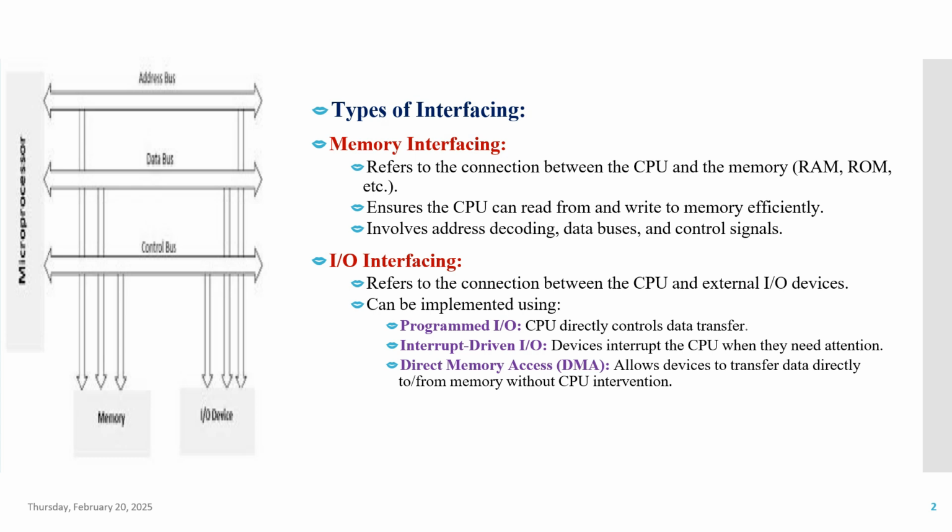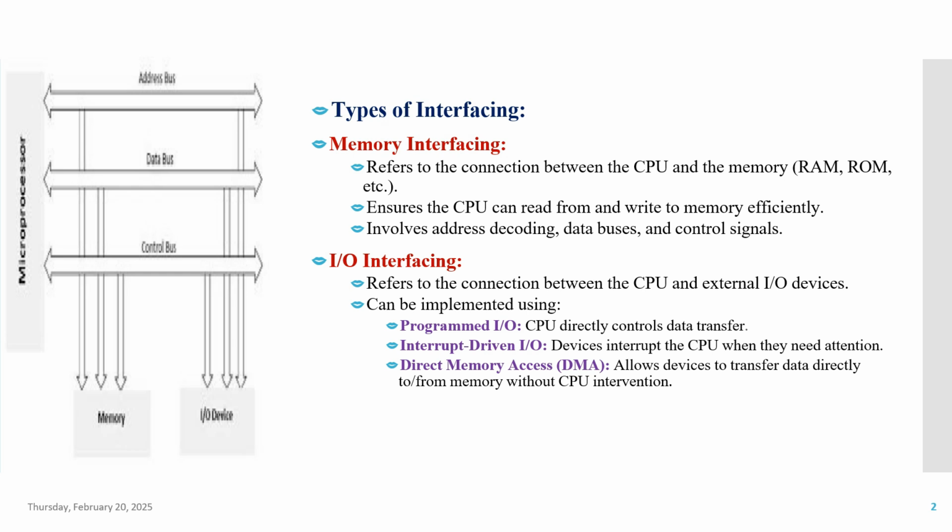Next one is input-output interfacing. This connects the CPU to external input-output devices. From the name, it's already clear. How to implement this? Number one is programmed input-output, where the CPU directly controls data transfer. It is simple but can be inefficient as the CPU is busy managing the transfer. Next one is interrupt-driven input-output, where devices send interrupts to the CPU when they need attention. It also allows the CPU to perform other tasks while waiting for the input-output operation.